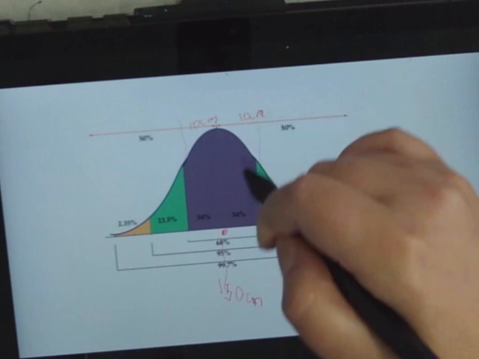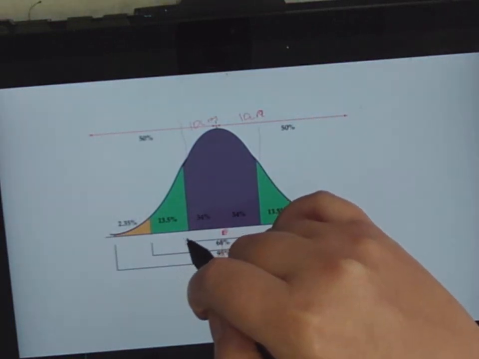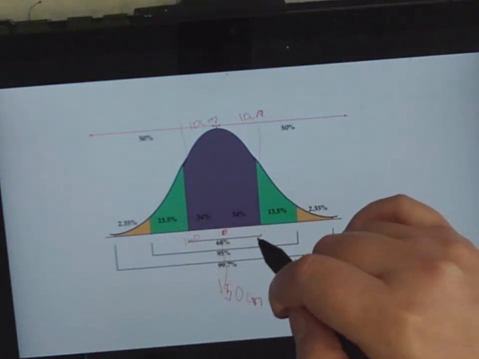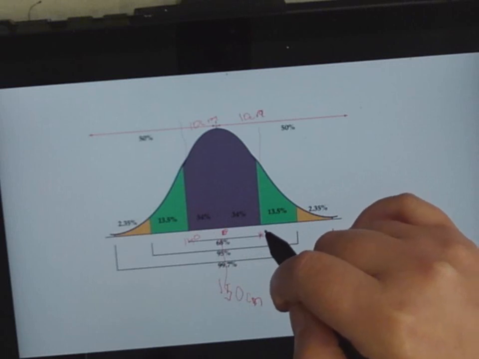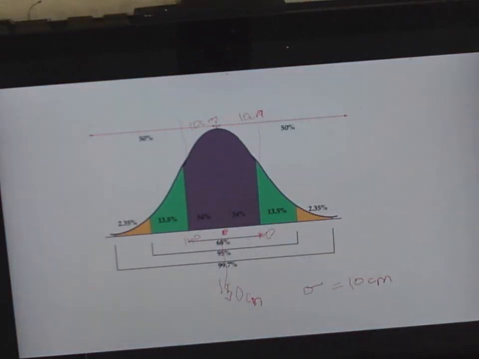So that means if I go down to 140 and up to 160, I can say that 68% of the people I surveyed have a height between 140 and 160.